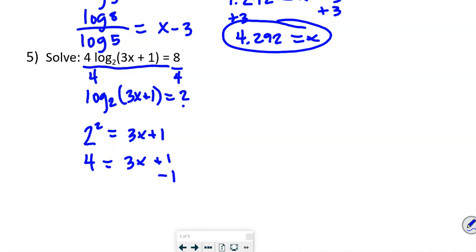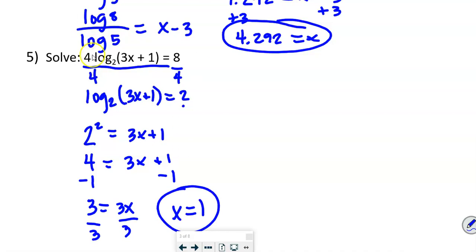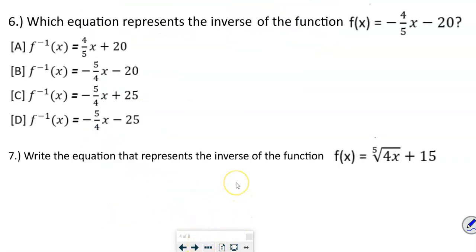So we're going to subtract 1 from both sides. So that's going to give us 3 is equal to 3x. Then we're going to divide both sides by 3. So x is going to be equal to 1. And if we do 3 times 1, that's 3, plus 1 is 4. So we're good to go there as far as it being an extraneous solution. Again, you could plug it in here to make sure you got the right answer. 3 times 1 is 3, plus 1 is 4, and 2 to the power of 2 is 4, okay? All right, this one says which equation represents the inverse of the function.